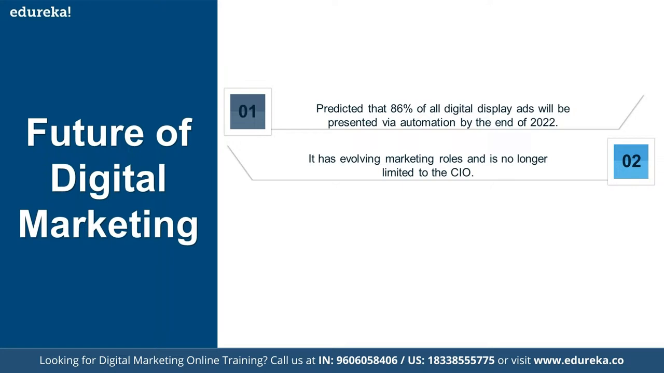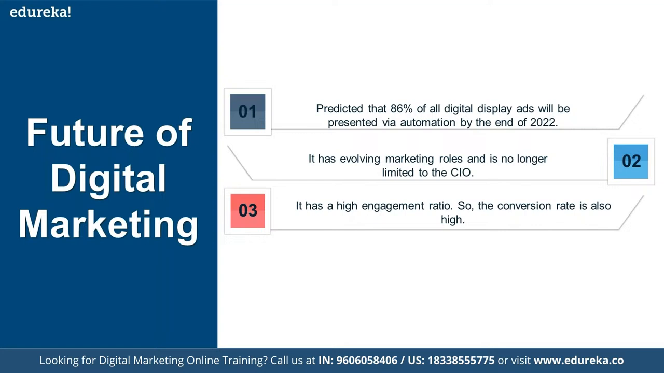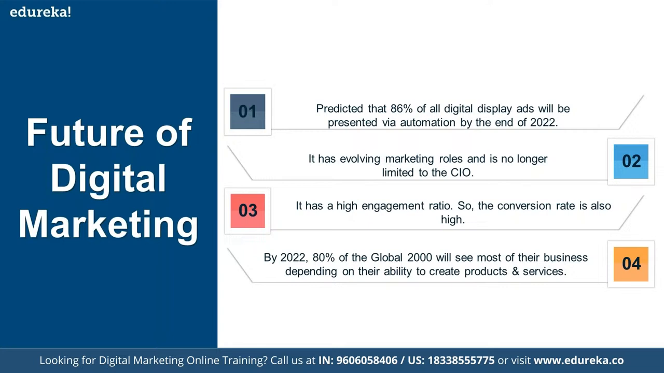It has a super high engagement ratio, so the conversion rate is also high. Basically, business boom. By 2022, 80% of the global 2000 companies will see most of their business depending on their ability to create products and services online, create content for people online and provide them online services. You observe yourself, you have been using Amazon more than you used to visit the local Kirana store or local shopping mall near you. You have been using Amazon more and more and stepping less into those nearby stores, right?